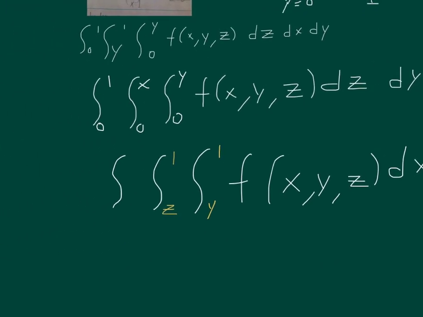Go down here, and we say z ranges from 0 to positive 1.